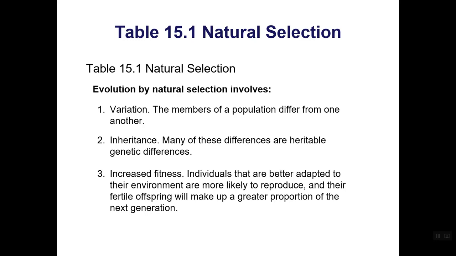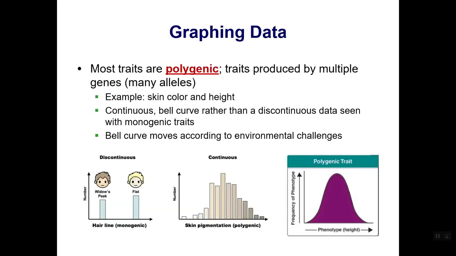Secondly, another requirement for evolution by natural selection to occur is inheritance. Our physical traits that make us more fit or less fit for our given environment have to be heritable, something that can be passed down from generation to generation. And lastly, increased fitness. The individuals that have the most fit traits are more likely to reproduce, and their fertile offspring will make up a greater proportion of the next generation. So those are the things that are involved in natural selection.